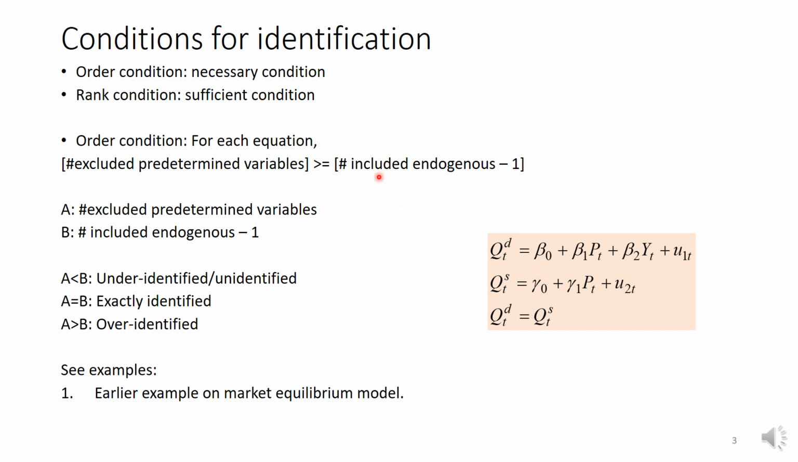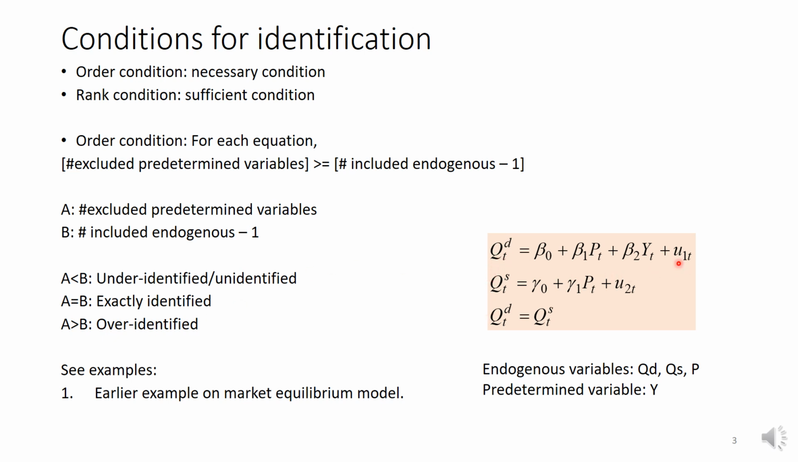So we have to check for the identification conditions, right? So over here, as what we said before, our endogenous variables would be your QD, QS, as well as P. And the predetermined variable in this case is Y. So we want to check whether A is less than B, or A is equal to B, or A is greater than B.